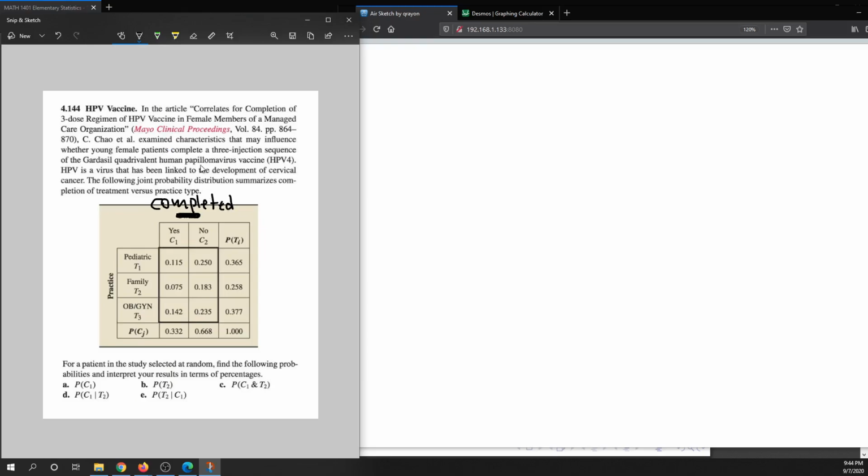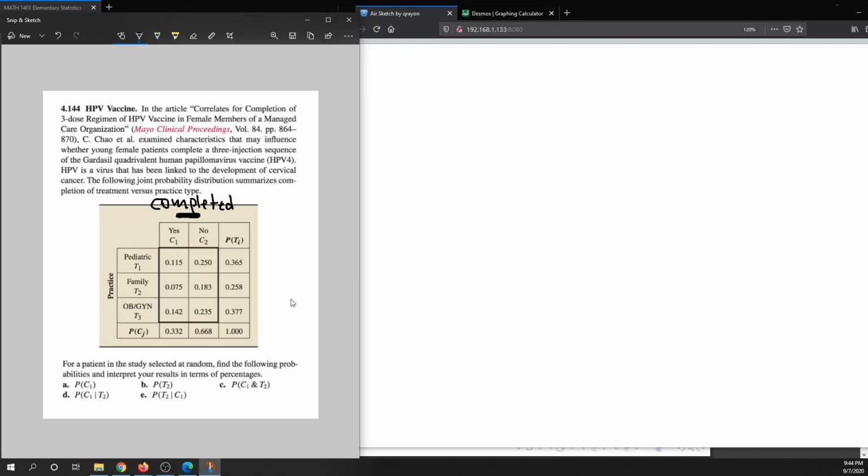So here it's whether the young female patients completed a 3-injection sequence. So they have to take 3 injections, right, spaced out over some period of time. So yes, these people completed. No, these people did not complete. And then over here, it's what kind of practice that they went to, whether they went to a pediatric clinic, a family clinic, or an OBGYN.